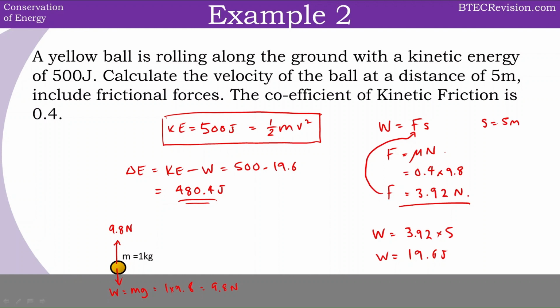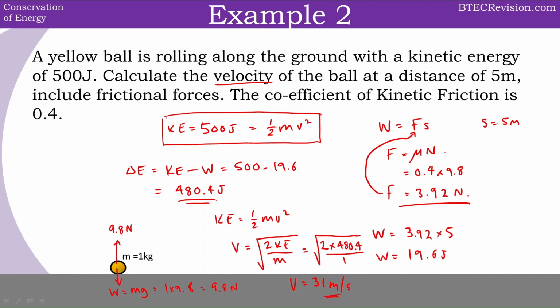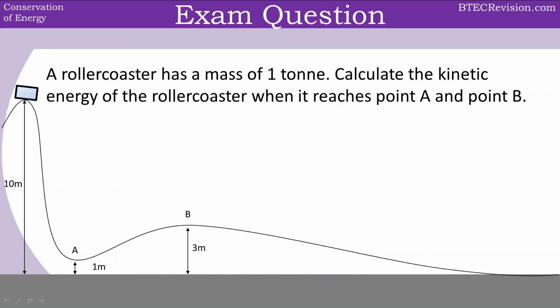which is half mv squared. And we can rearrange this for v as we're asking for the velocity. So we know kinetic energy equals half mv squared. Rearranging this for v, which is equal to the square root of 2 times kinetic energy divided by the mass. Now we can plug in our values. So 2 times, the kinetic energy is now 480.4, divided by the mass, which is just 1. So calculating this would give us a value. Velocity equals 31 meters per second. Now pause the video here and attempt this exam question.